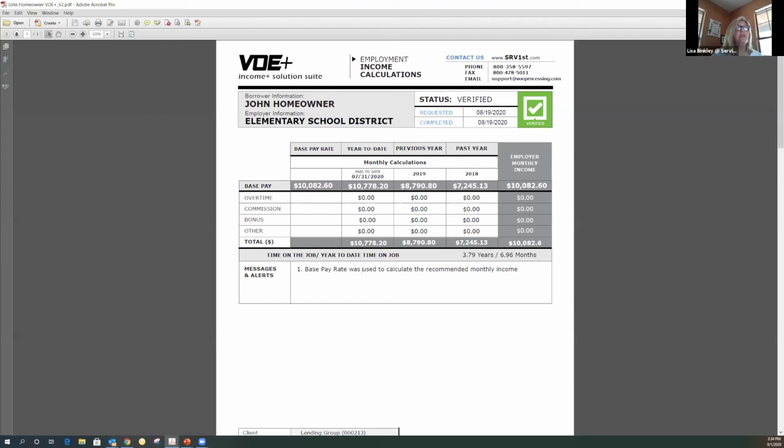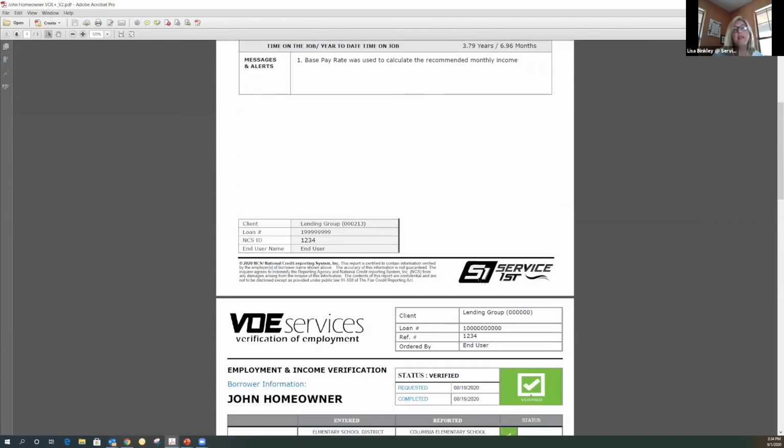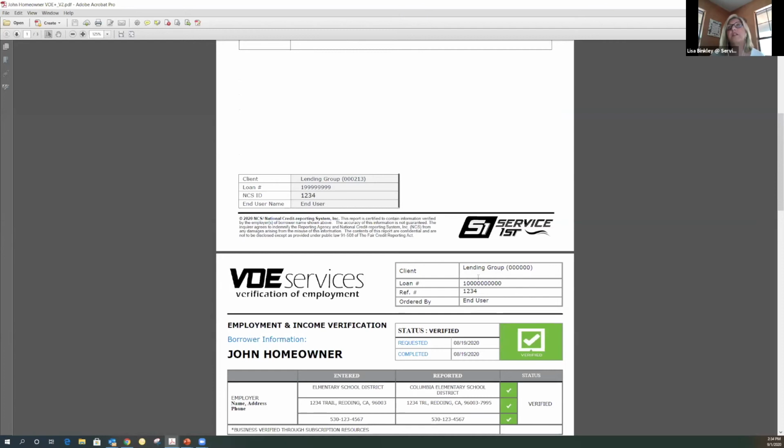Other things that we place on this report: we tell you who the employer is on the VOE Plus. We also tell you how long they have been on that job, the time on this job, and the time in the profession. Underneath this Income Plus report, once again, as a reminder, these are all delivered together.